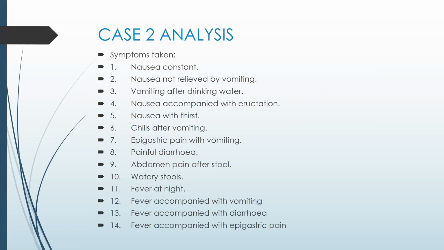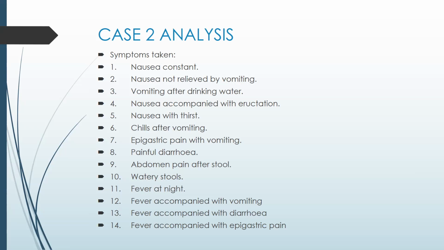I took the following symptoms: nausea constant, nausea not relieved by vomiting, vomiting after drinking water, nausea with irritation, nausea with thirst, chills after vomiting, epigastric pain with vomiting, diarrhea which was painful, abdomen pain after stools, watery stools, fever at night, fever accompanied with vomiting, with diarrhea and epigastric pain. So these are very few symptoms, mainly pathological symptoms. So I took BBCR repertory for analysis.